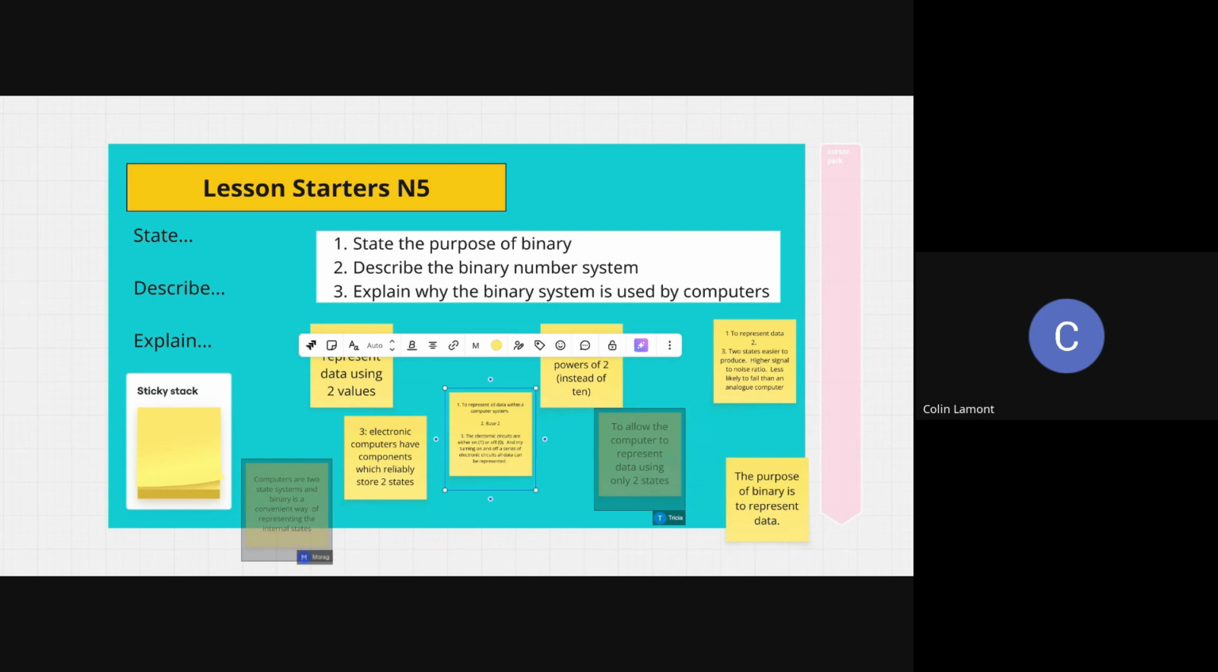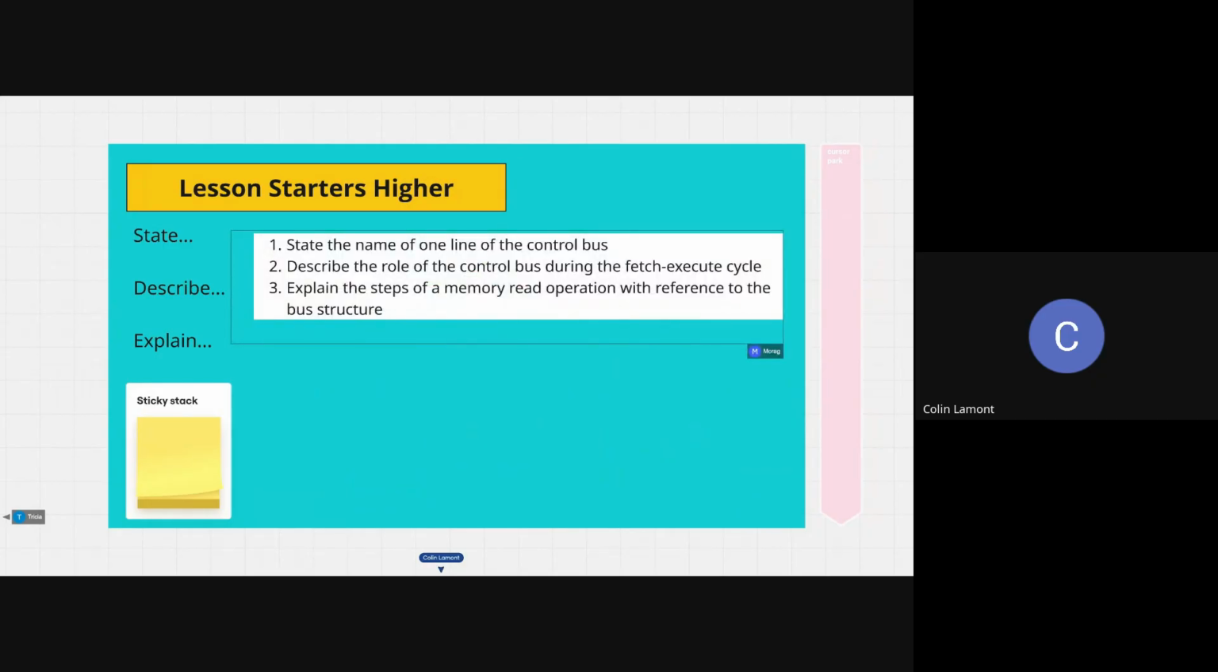You could do something similar for Higher. So again, state, describe, explain. This time, state the name of one line on the control bus, describe the role of the control bus during the fetch-execute cycle, and explain the steps of a memory read operation with reference to the bus structure. So again, I'll give you a wee chance to grab a post-it note and have a go at these ones, and then we'll check back in on answers in a couple of minutes.